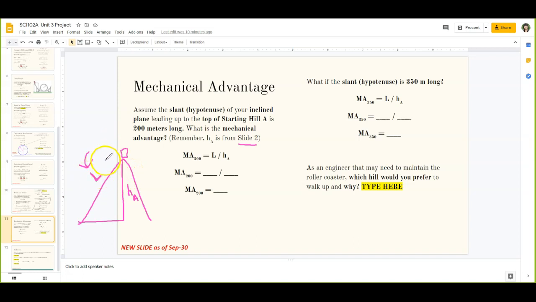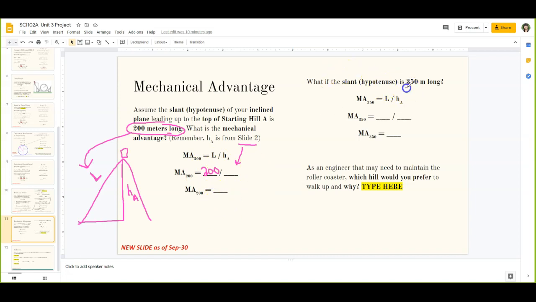Now, the length of this slant, we are saying right now, is 200 meters long. Remember, it starts with the letter L, so that's our length. So you're going to plug in 200 for this. And then HA, that's what you got from slide 2. That's what you decided the height of your hill A was. And then you're just going to divide those numbers. 200 divided by this number, make sure you plug it in correctly. 200 comes first. And then that will be your mechanical advantage.